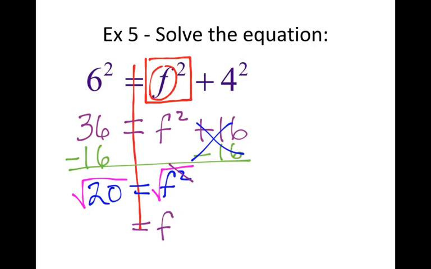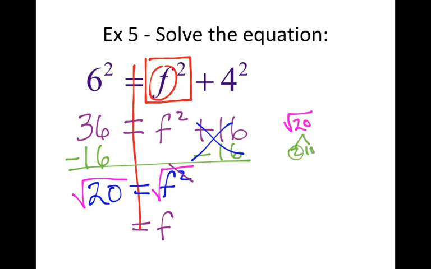Now here's the tricky part of this one. Is 20 a perfect square? No. Can we simplify the square root of 20? Yeah, we can. You guys remember this from last triad? We got to do a factor tree, right? So if we're going to simplify the square root of 20, I'm going to write this over to the side here. We're going to do a factor tree.